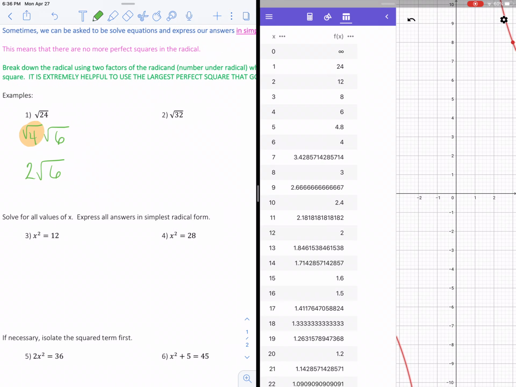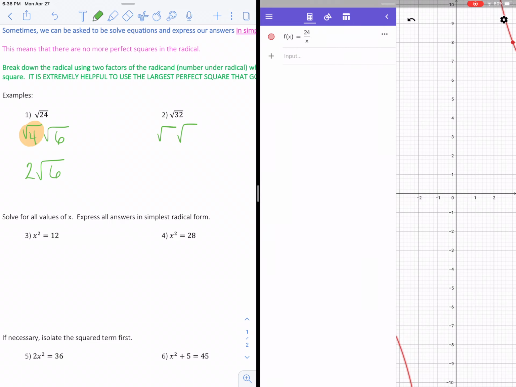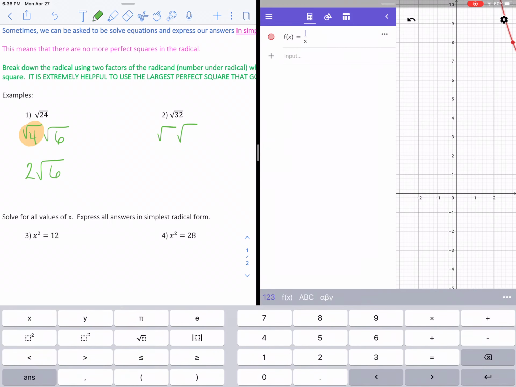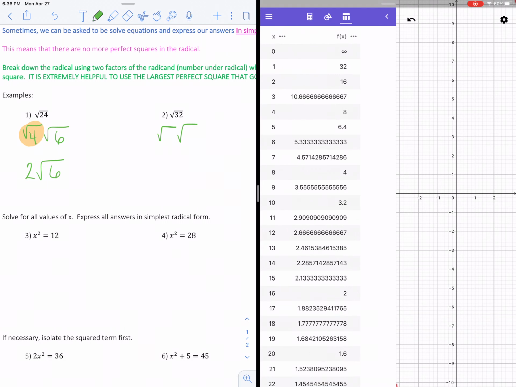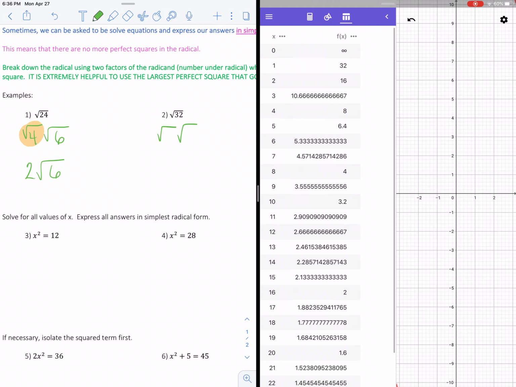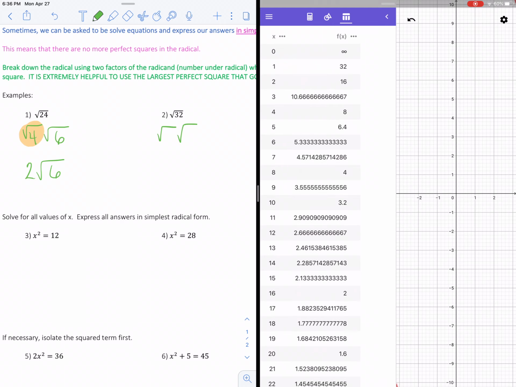Okay, 32 has a little bit of a challenge in it. Now I'll do 32 on top instead and go to the table of values. And if I go from the top, 1 times 32, 1 is a perfect square again, but I wouldn't use that. 2 times 16. Do we recognize 16 as a perfect square? So 16 is going to go in the first radical and 2 is going to go into the next.